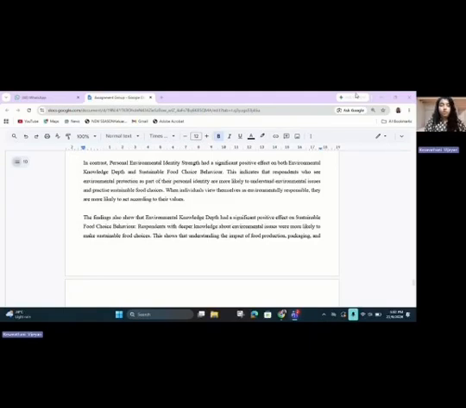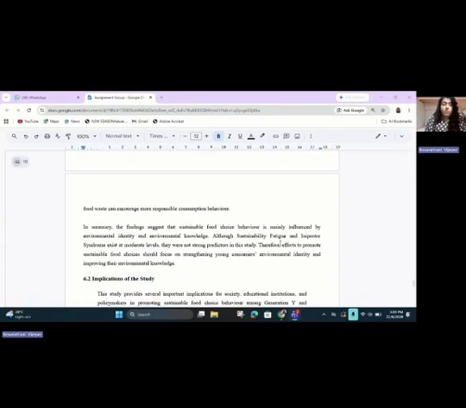Now I will continue the discussion of findings. Based on our findings, people who see protecting the environment as part of who they are more likely to have better environmental knowledge and make sustainable food choices. We also found that people with more environmental knowledge tend to choose food more responsibly because they understand the impact of food production, packaging, and food waste.